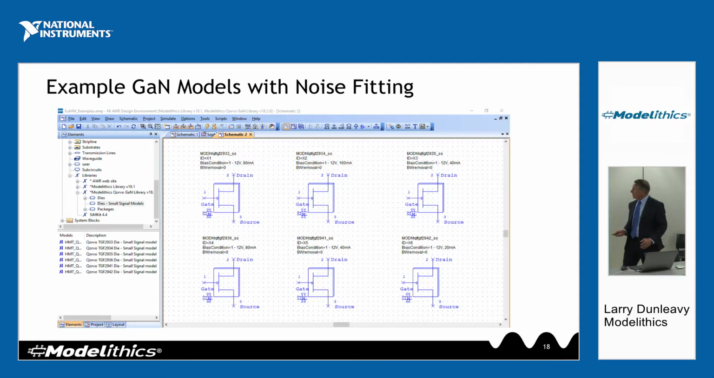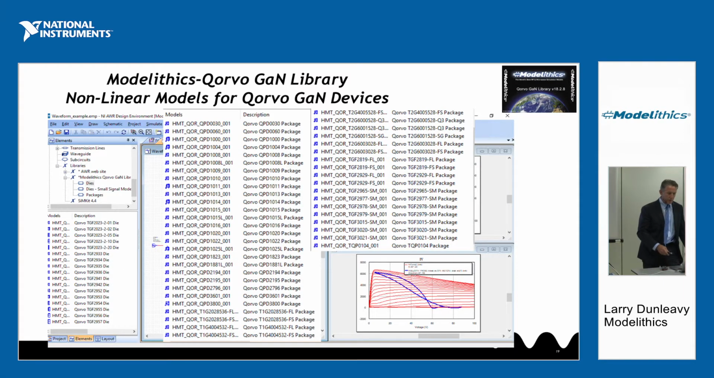This is just an example of what the palette looks like. There's die. We have some that are just small signal noise models and packages. So these die and package models are nonlinear models. This is just a palette of die models for what is their GaN 15 process. So these are die.